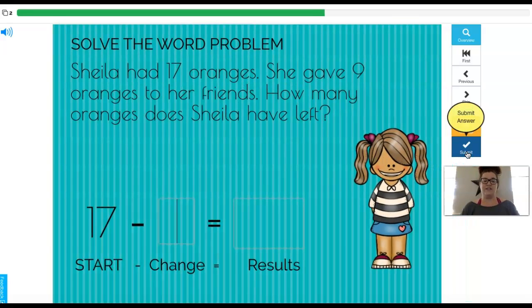Ooh, Sheila. Sheila had 17 oranges. She gave 9 oranges to her friends. How many oranges does Sheila have left? Well, she started with 17 oranges. And then what did she do? She gave 9 oranges to her friends. So she took away 9 oranges from her 17. Now I got to find my result.